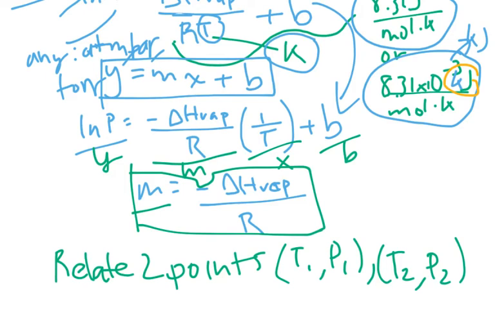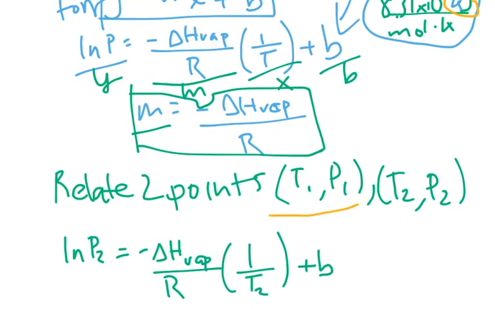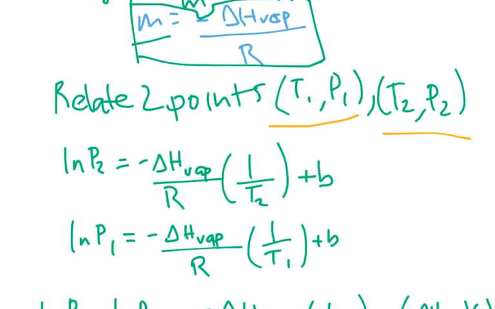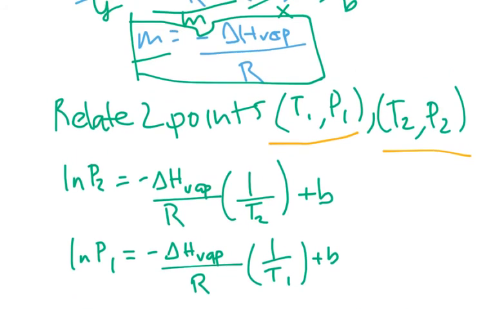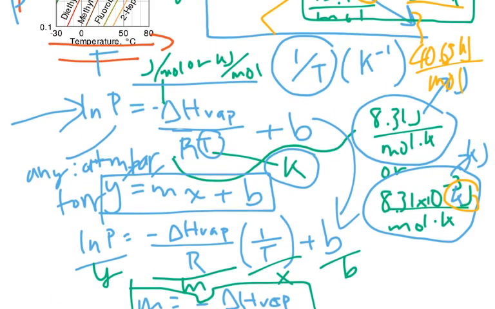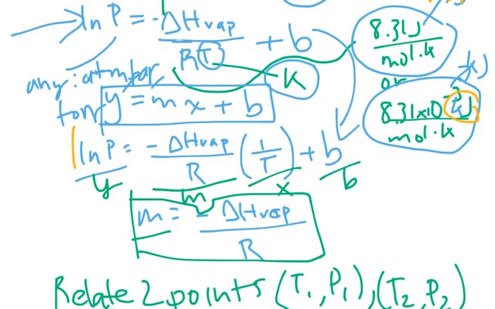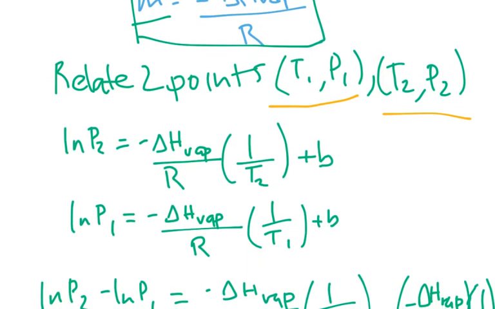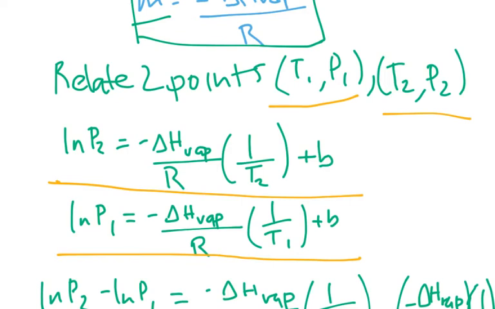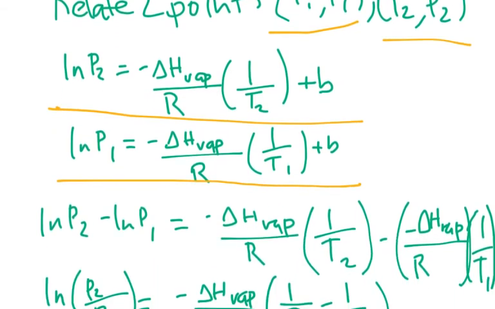Now let's talk about relating two points, relating one temperature and one vapor pressure to another temperature and another vapor pressure. I will call these two points T1, P1 and T2, P2. What I did first is that I substituted each of these points into the equation that we talked about over here: ln P is equal to negative delta H vap over R times 1 over T plus B. I simply chugged in T1 and P1 to this equation to make this, and over here, I chugged in T2 and P2. So I have two equations.